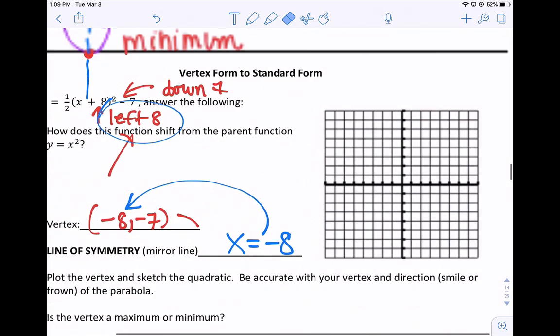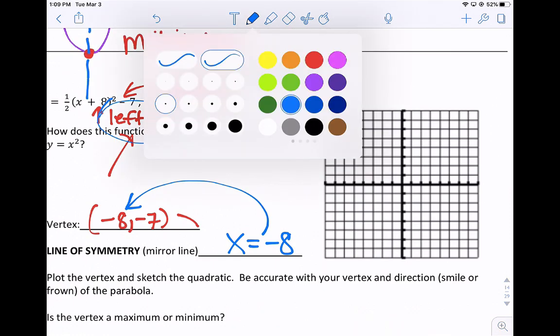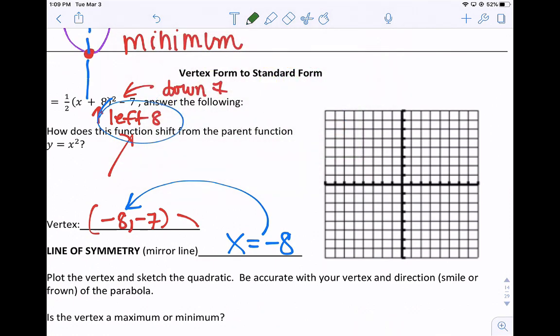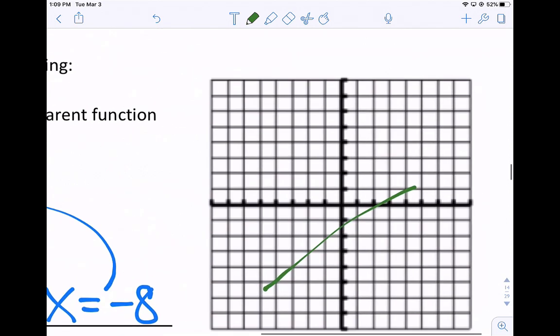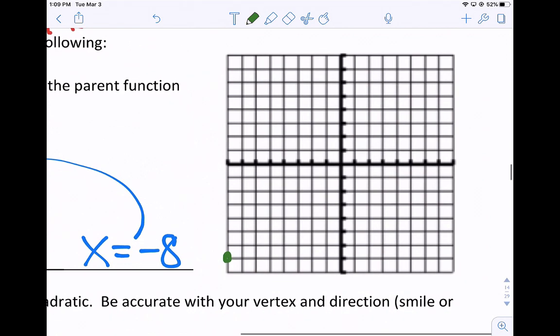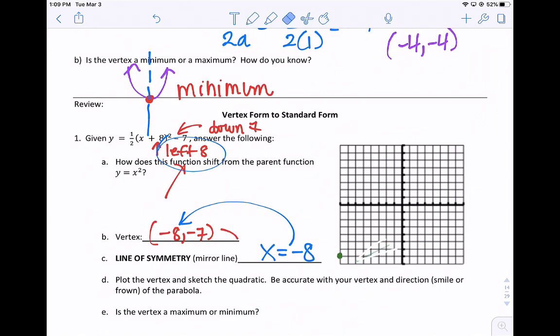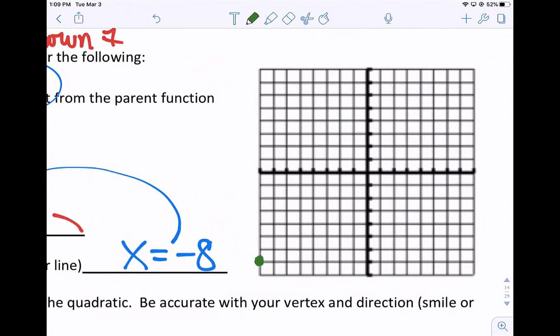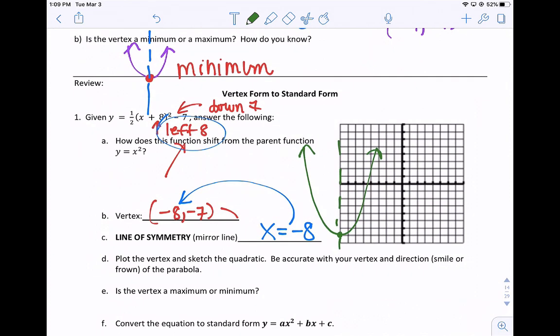Okay, so we're going to shift this graph. So left 8, down 7. 1, 2, 3, 4, 5, 6, 7, 8, 1, 2, 3, 4, 5, 6, 7. All right, so there it is. We just want to sketch the graph, and that's your line of symmetry right here. So here would be an example of our graph right here. It says be accurate with the vertex and direction. Is it a min or a max? And we can see that our vertex right here is a minimum.